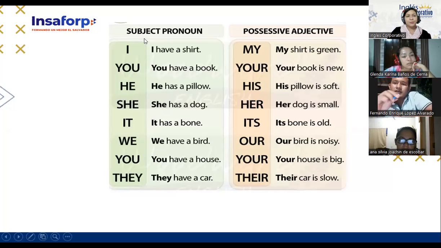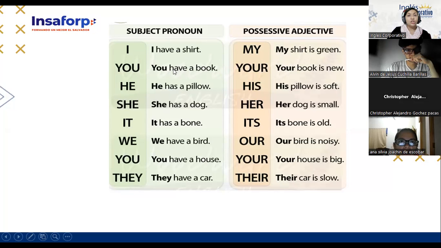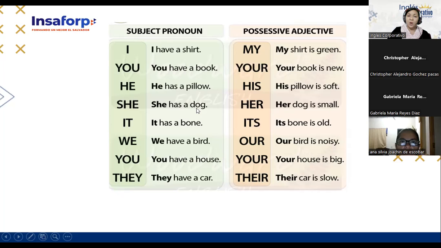And we have examples here with the use of the subject pronoun and the possessive adjective. I have a shirt. My shirt is green. You have a book. Your book is new. He has a pillow. His pillow is soft. She has a dog. Her dog is small. It has a bone. Its bone is old.